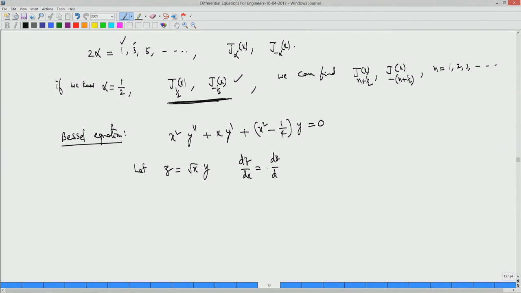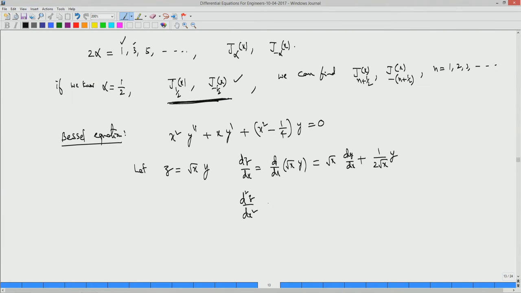So, how do I transform this? You simply replace. dz/dx, with z equal to root x y, is root x dy/dx plus 1 by 2 root x into y. That is what you replace for dz by dx. And then what you need is d square z by dx square.